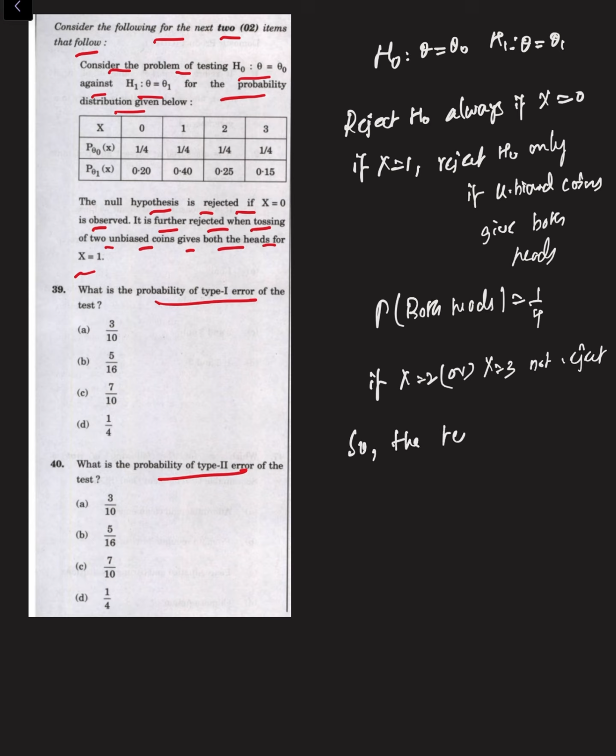give both heads. So since the coins are unbiased, the probability of both heads will be 1 by 4. So that means if x is equal to 2 or x is equal to 3, we are not rejecting. So we can say that the test is randomized at x equals 1. This is randomized at x equals 1.